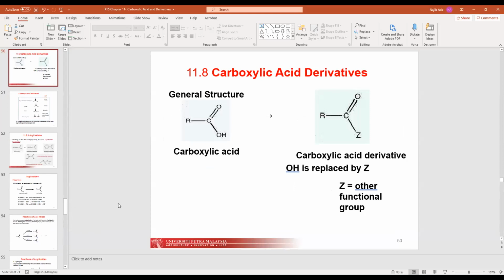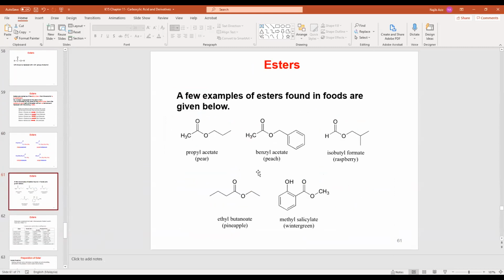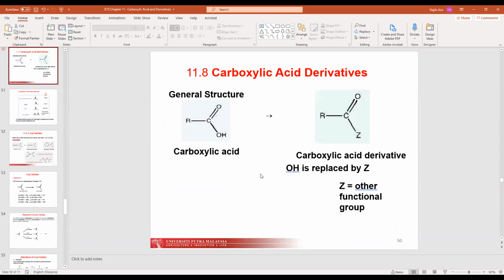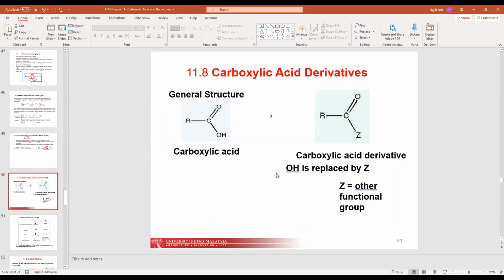Take 5 dulu, sebab nanti lepas-lepas ni banyak structure. Okay, so kita take 5 dulu. Lepas ni kita akan sambung dengan carboxylic acid derivative. Okay. Resume. Alright, so we continue carboxylic acid derivative.